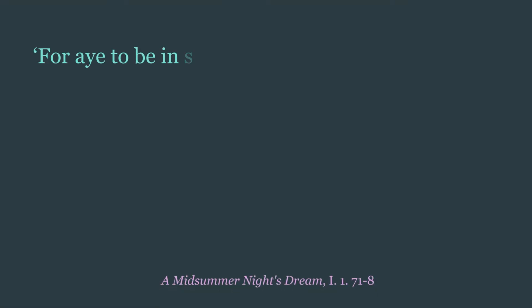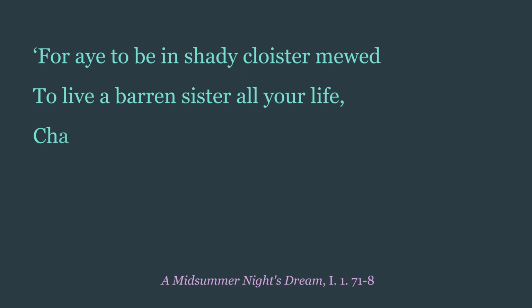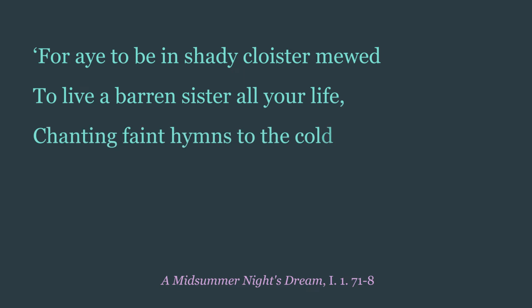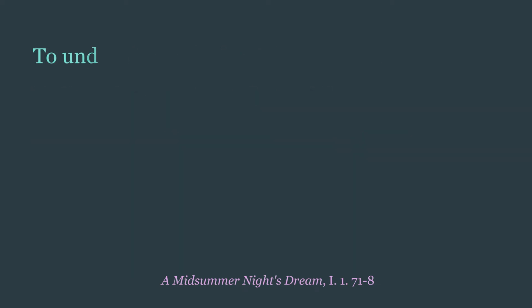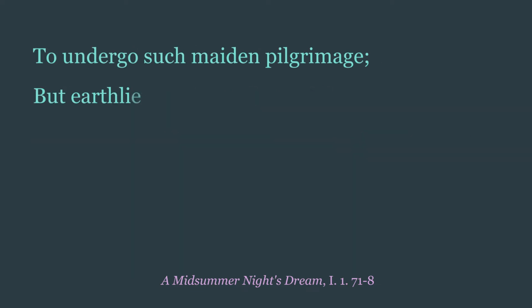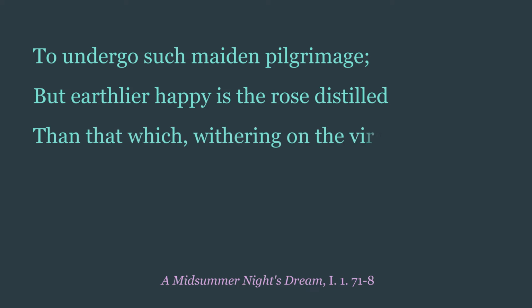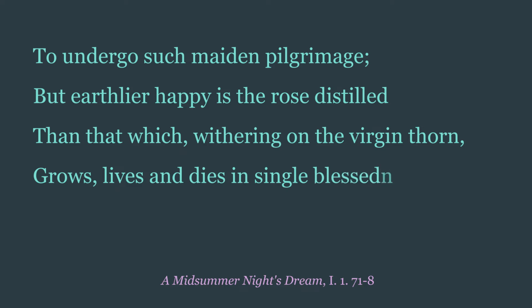When he's giving Hermia her choices, marry Demetrius, become a nun, or death, he urges her to consider the sad reality of living as a nun. "For I to be in shady cloister mewed, to live a barren sister all your life, chanting faint hymns to the cold, fruitless moon. Thrice blessed they that master so their blood to undergo such maiden pilgrimage, but earthlier happy is the rose distilled than that which, withering on the virgin thorn, grows, lives, and dies in single blessedness."